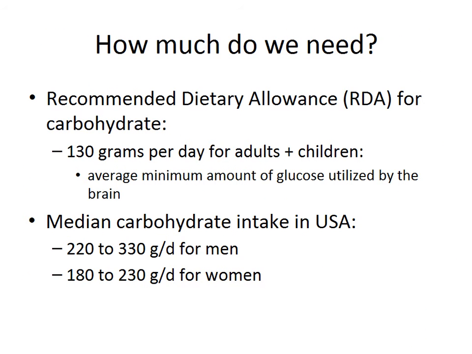How much carbohydrates is recommended and how much carbohydrates do we normally take in? The recommended dietary allowance for carbohydrates is 130 grams per day for both adults and children, and that minimum is set by the average minimum amount of glucose that's utilized by your brain and central nervous system. Again, remember that carbohydrates are your body's main source of energy and the only source of fuel that your brain and nervous system can use.